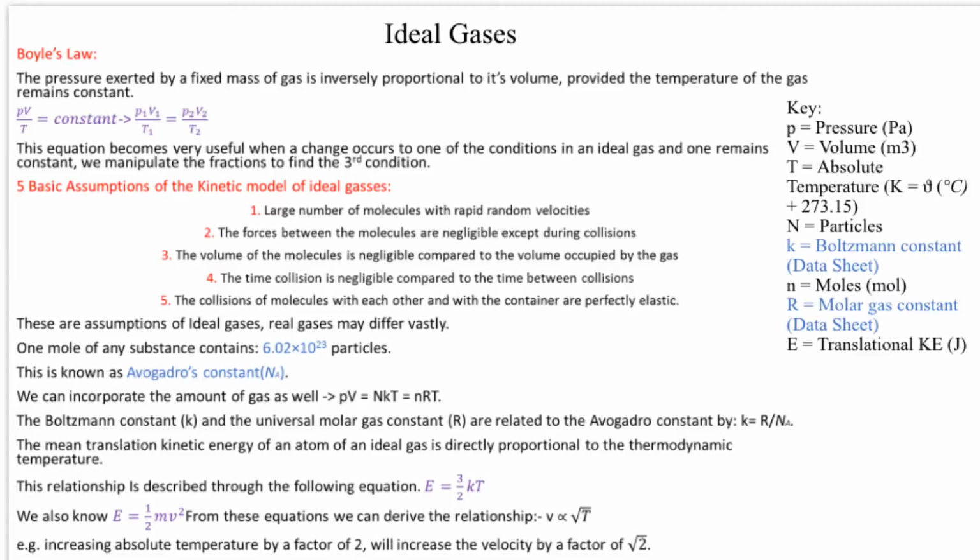The mean translational kinetic energy of an atom of an ideal gas is directly proportional to the thermodynamic temperature. This relationship is described through the following equation, E equals 3 over 2 kT. We also know that E equals half mv squared from G481 and 2. From these equations we can derive the relationship v is proportional to the square root of T. An example of how this is applicable to real-world situations: if we increase T by a factor of 4, the average velocity will increase by a factor of 2.